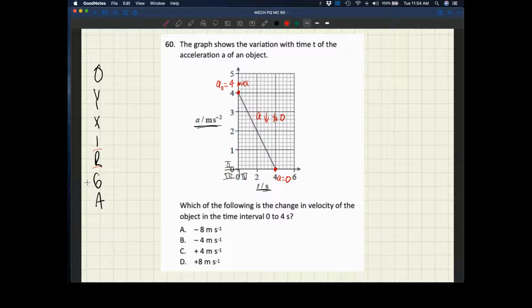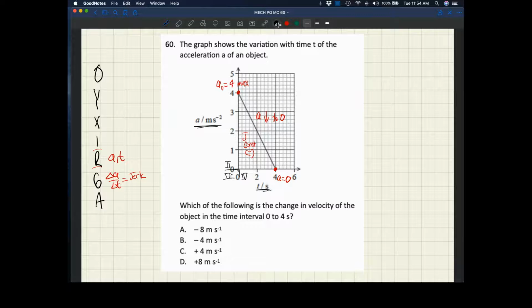What can we read from the graph? Well, we can read acceleration in time, and we've already just described what's happening with the acceleration. It starts at a maximum of 4 and decreases to 0. The gradient is dividing the axes, delta A over delta T, which is the definition of jerk. And what we can see about the jerk in this case is that it's constant and it's negative. The slope is negative and it's constant.